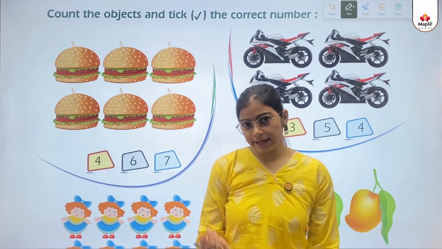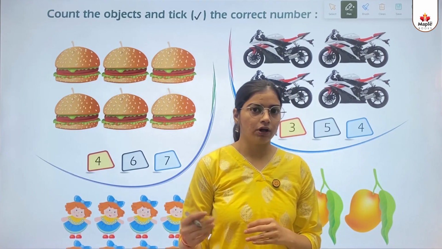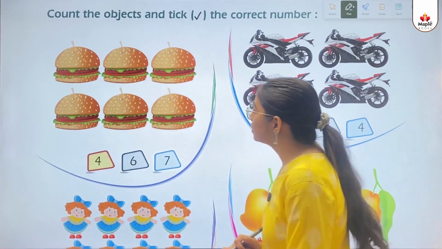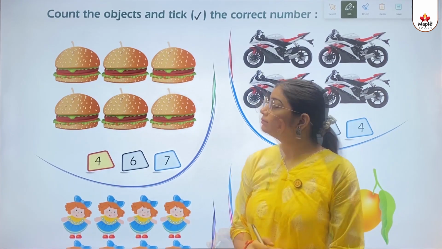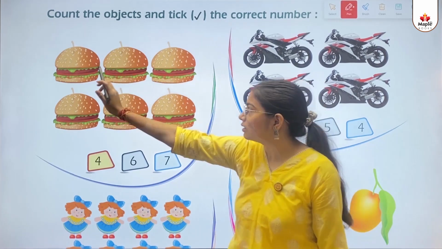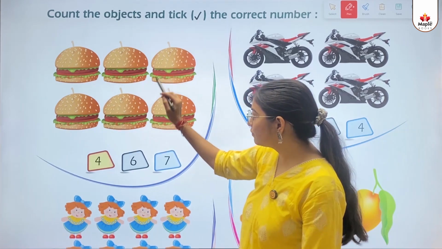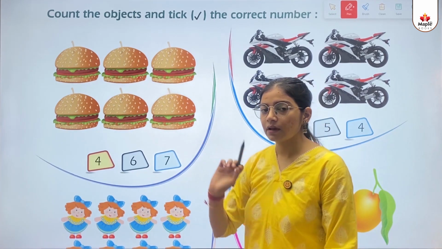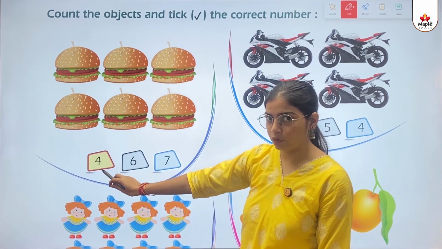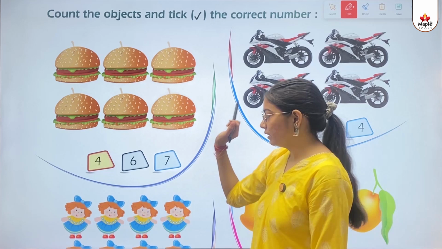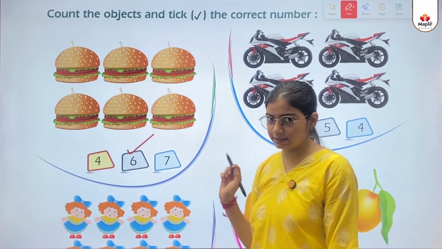Count the objects and tick the correct number. So kids, in this exercise, we need to count the objects and then we need to tick on the correct number. So let's begin. Tell me kids, how many burgers are there? We will count together. 1, 2, 3, 4, 5, 6. Now tell me, where is 6 written? Is this 6? No, this is 4. Is this 6? Yes, this is 6. So we will tick on this number.